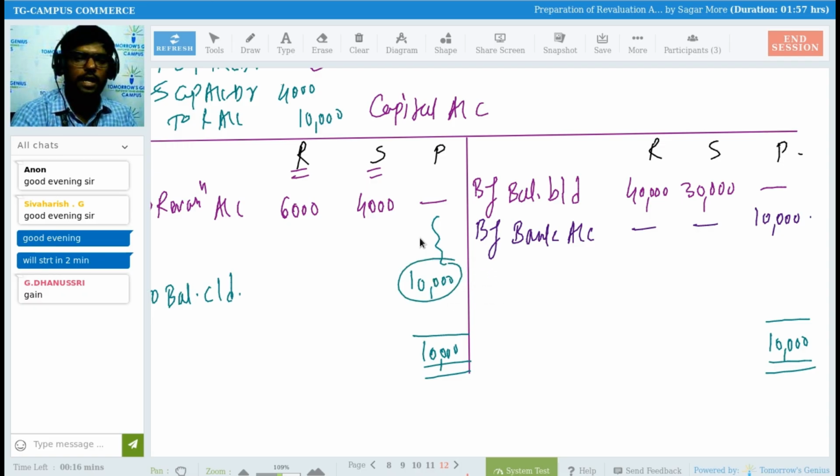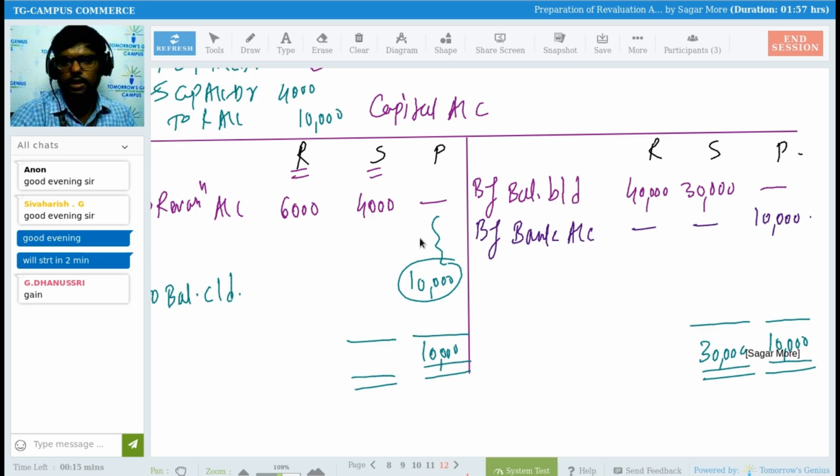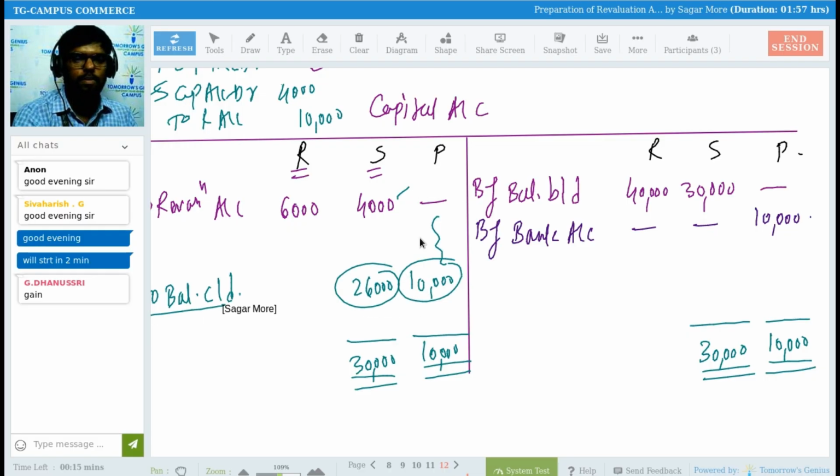Now I need to do it for R and S as well. Tell me about S. Which side total is more? That's right, the credit side, 30,000. 30,000 minus 4,000, the balance is 26,000, to balance carried down, right?